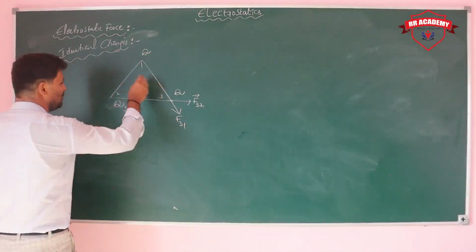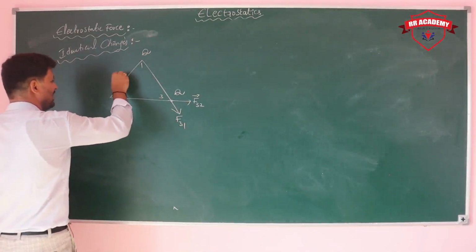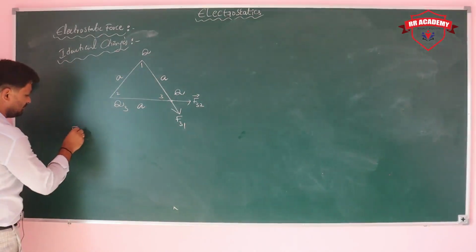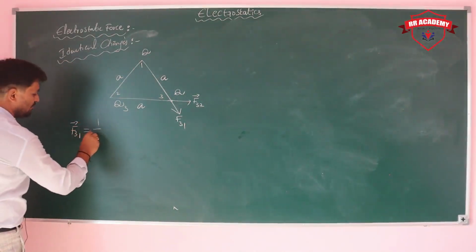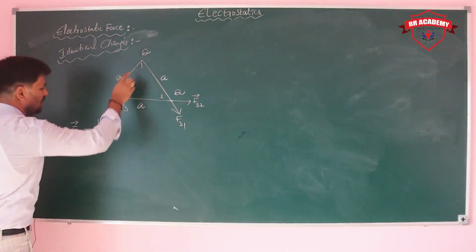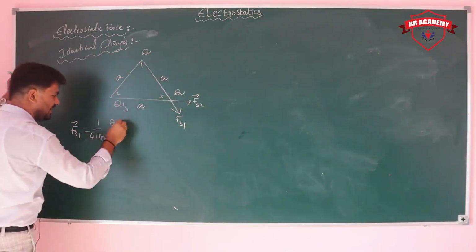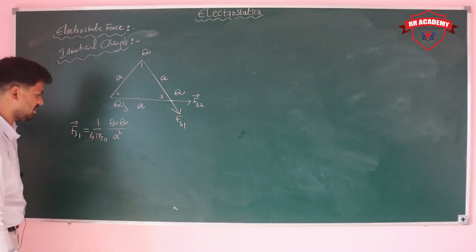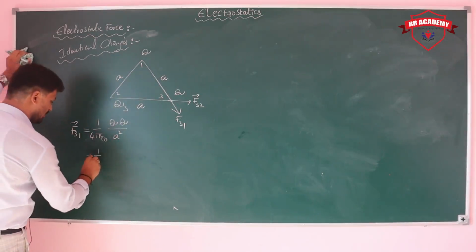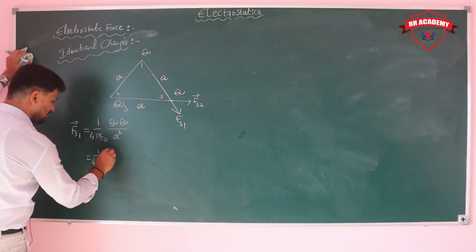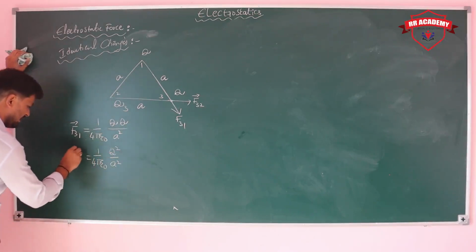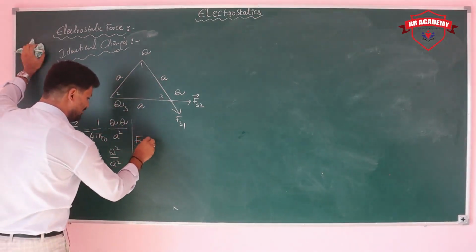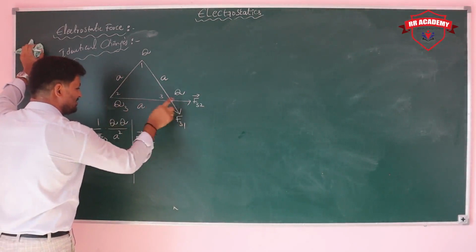Force on any one charge is what I am going to take. Equilateral triangle means all sides are equal, right? A and as well as A. So please take the value of F31. 1 by 4 pi epsilon naught, Q1 nothing but Q3, Q only, by how much distance? A square. So what is the value you are getting? Simply 1 by 4 pi epsilon naught Q square upon A square. This is F31. At the same time write F32.